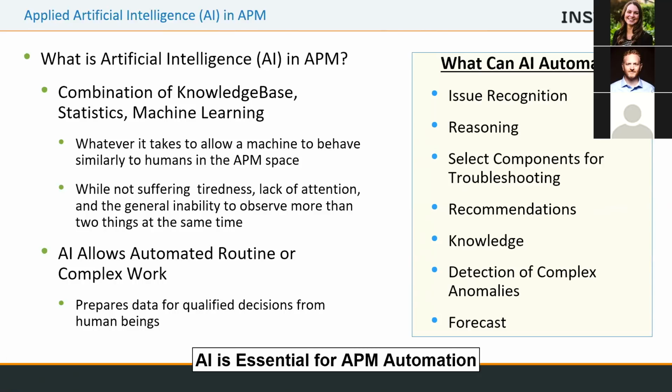If it's not impacting the end user service, then you don't necessarily have to worry about it. So what can you automate with AI in the APM environment? All these things on the right, and I could read them, but my favorites are issue recognition and correlation of events to issues to service incidents.